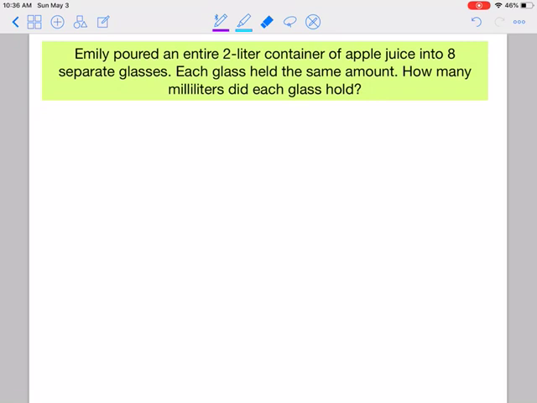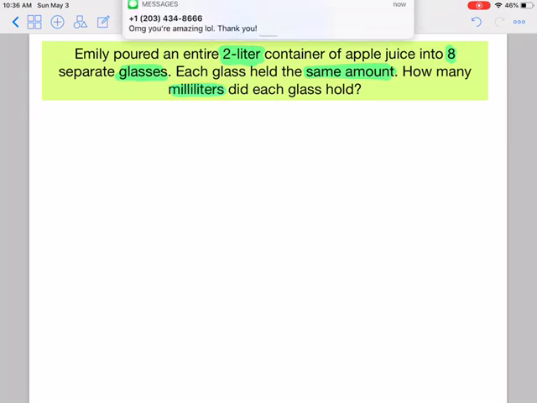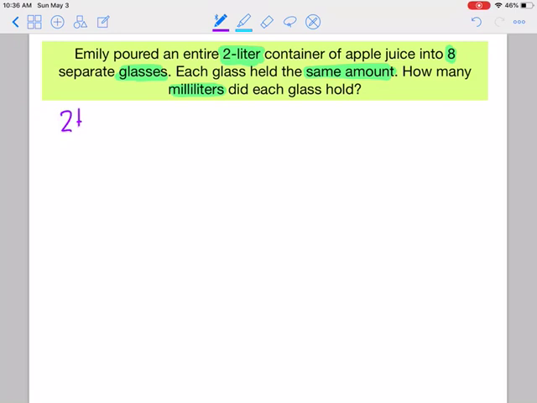This is definitely a multi-step problem, so let's write down and highlight what we know. We know that Emily has a 2-liter container of apple juice that she has to fit into 8 glasses that hold the same amount, so they're equal. How many milliliters did each glass hold? So we know that she has 2 liters, and you do liters with a capital L, and we need to figure out how many milliliters will fit into 8 glasses evenly.